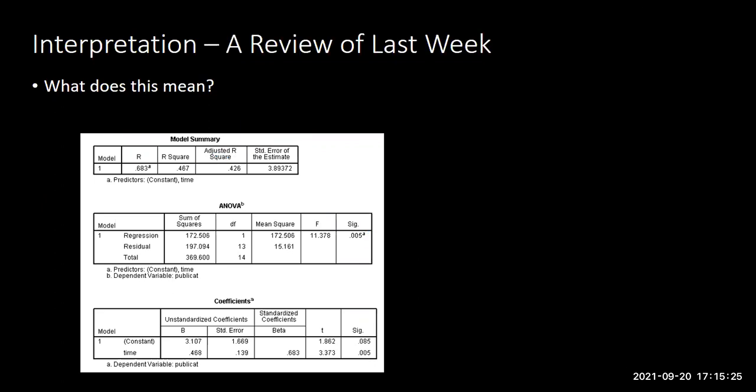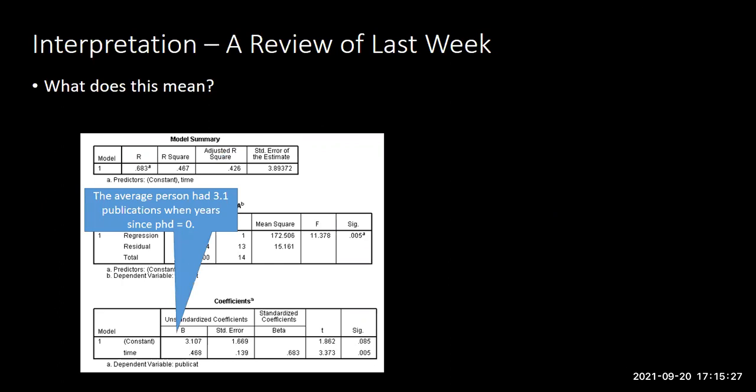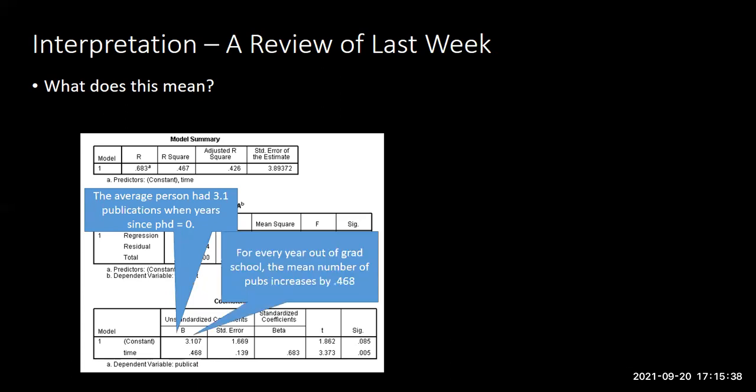And then this part is the review of last week, where once again you can see that we have an intercept and a slope. So this is just reminding you how to interpret those. That an average person has about 3 publications when years from PhD is 0. And for every additional year out of grad school, the mean number of publications increases by 0.5-ish.